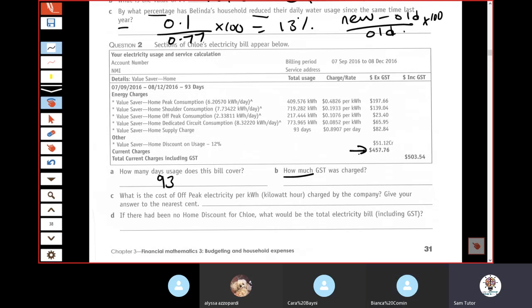So the current charges was this much excluding GST, and this much including. How much was the actual GST that was charged? So just the difference from the numbers? Yeah. Okay. Which would be $45.78. And usually, just so you know, the assumption would be 10% GST, which is 10% of this. If you did 10% of that amount, you'll get 45.78.